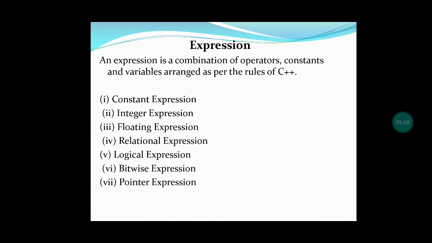Next we are going to the expression. An expression is a combination of operators, constants and variables. These three are used in the expression. There are various types of expressions available in C++: constant expression, integer expression, floating expression, relational, logical, bitwise and pointer expression. Let us see the detailed explanation about the expressions.